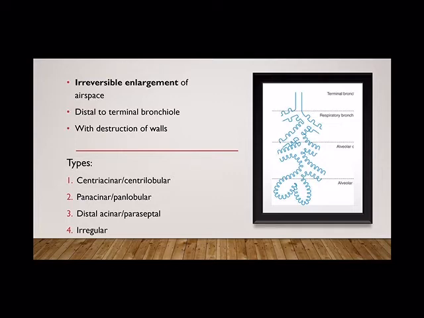Now on the types, you have centriacinar, panacinar, distal acinar and irregular. All these types are based on the part of the acinus which is affected. In centriacinar, it is the proximal portion of the acinus, that is your respiratory bronchiole, that is affected. In panacinar, pan means entire, so your complete acinus is affected. Distal acinar is where the distal portion of your acinus is affected, and then irregular, basically an irregular portion, you cannot generalize histologically which portion is affected, an irregular pattern is seen. So these are the types.